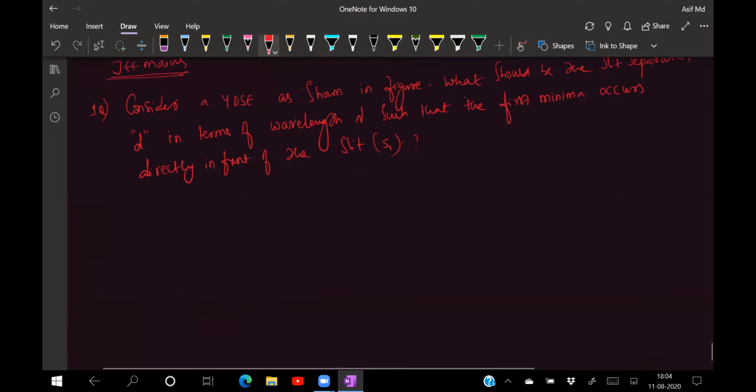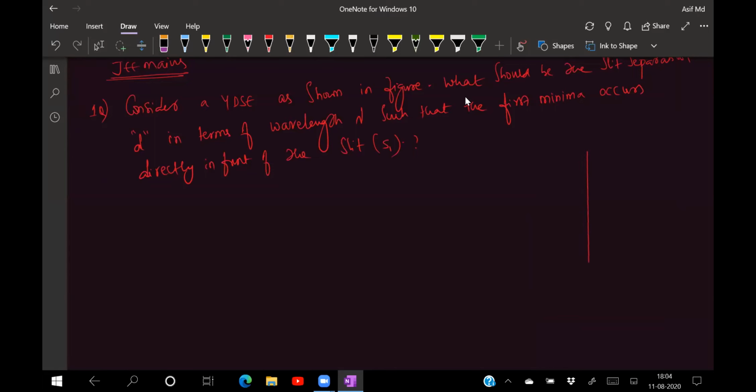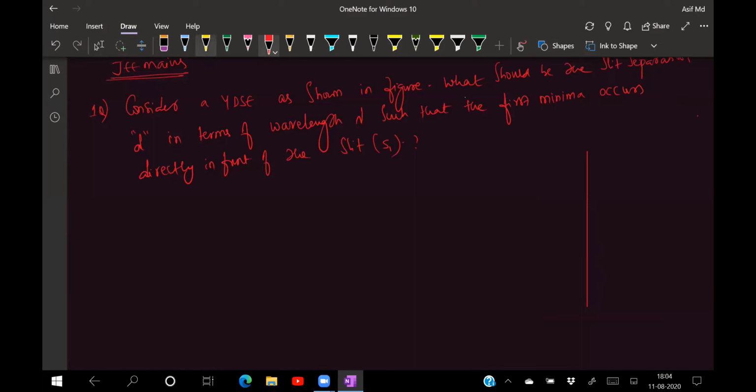So this is the question given for us, and this is the diagram given for me. And one more source right now. I'm having a source here. This is one source and this is one source. This is S1 and this is S2. The distance between them is given as 2D. These are the YDSE sources.